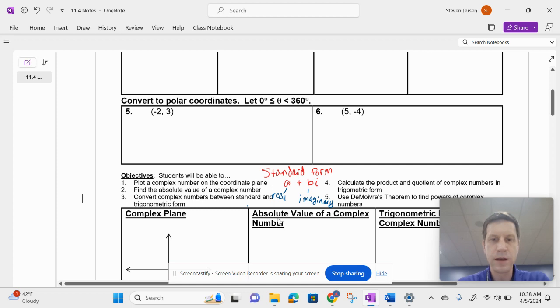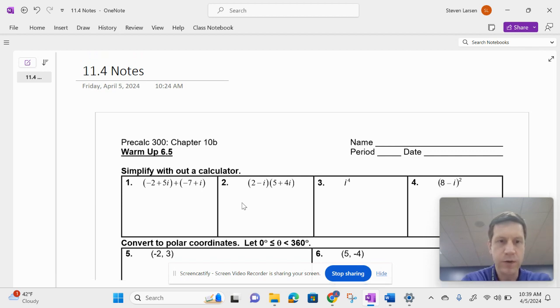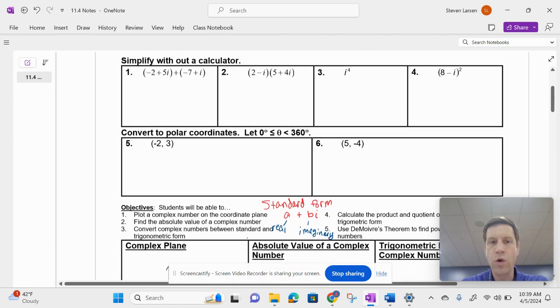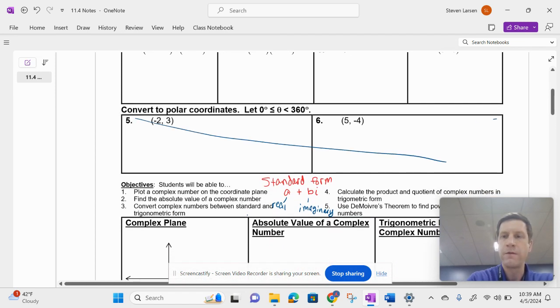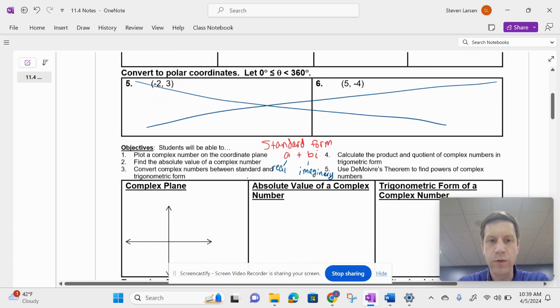Hey guys, this is the 11.4 screencast, at least for the front page. I'm going to do the back page in class, but this is previously 6.5, so ignore this. That should say 11.4. All right, so I think you guys can handle the warm-up 1 through 4. 5 and 6, I'll ignore. You can check the key that's on the calendar for the answers for 1 through 4.